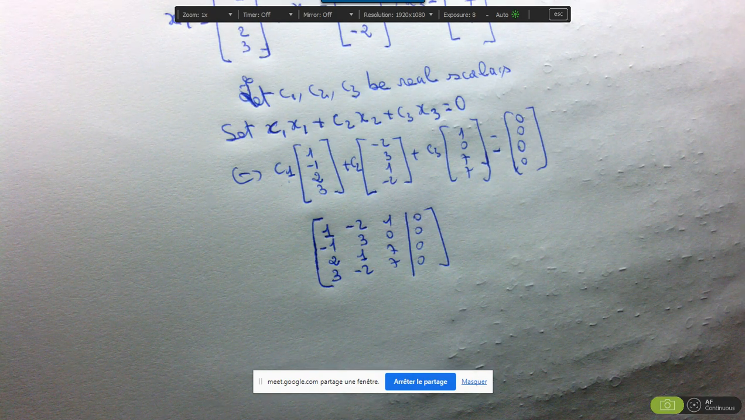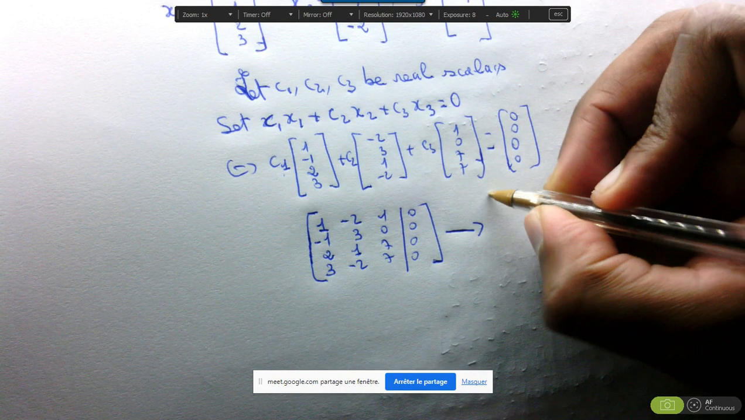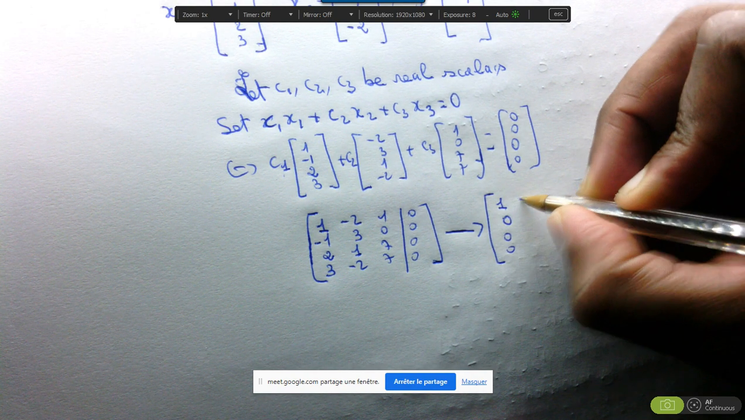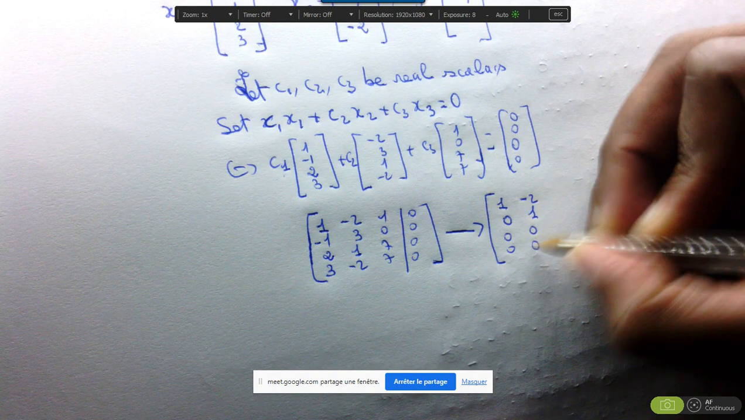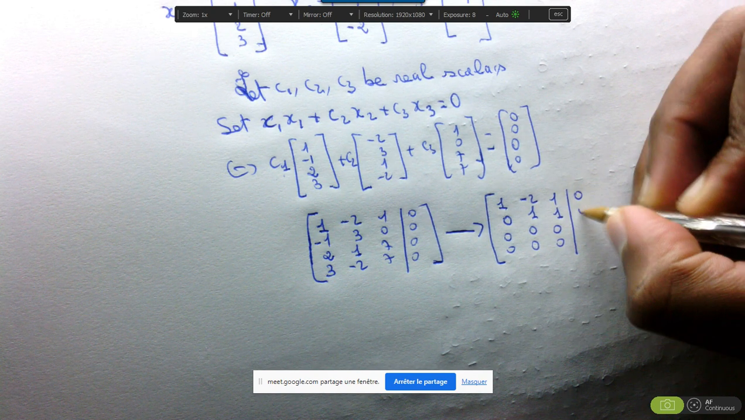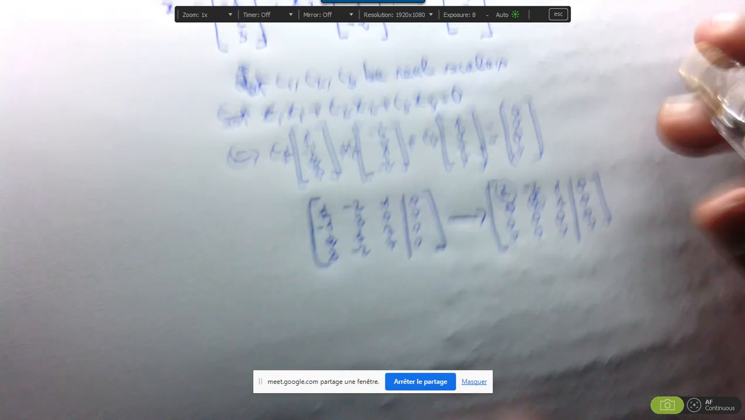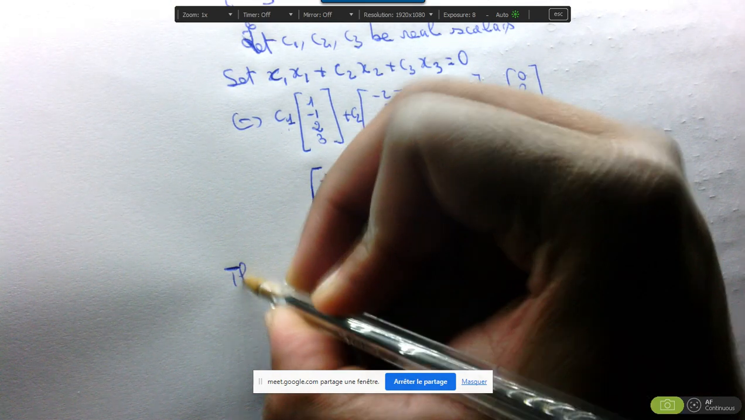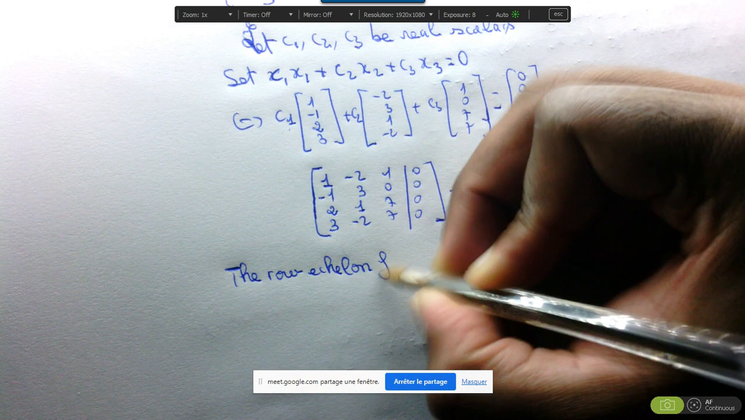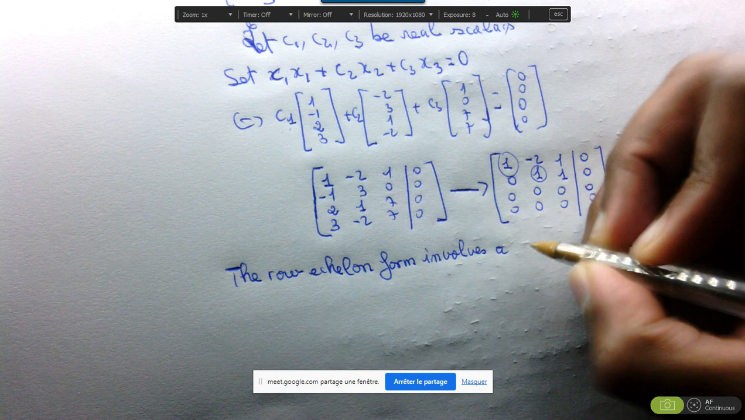So if we reduce it, I'm going to skip the steps and put the result. If we do the row echelon form, we obtain something like this: 1, 0, 0, 0, negative 2, 1, 0, 0, 1, 1, 0, 0, and here we have 0, 0, 0, 0. So here we have a pivot position, pivot position. So here the row echelon form involves a free variable.